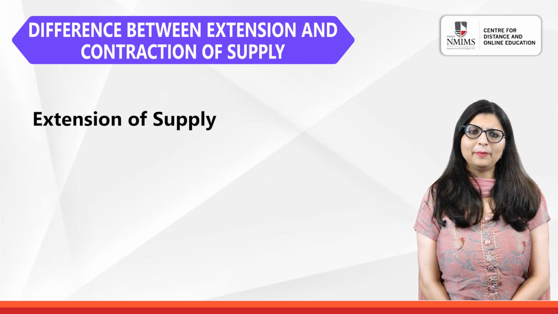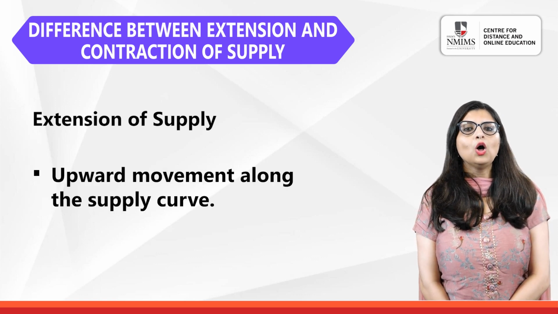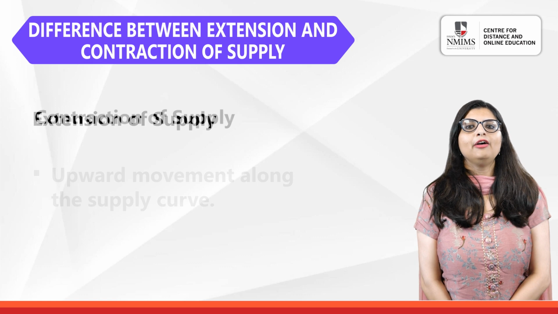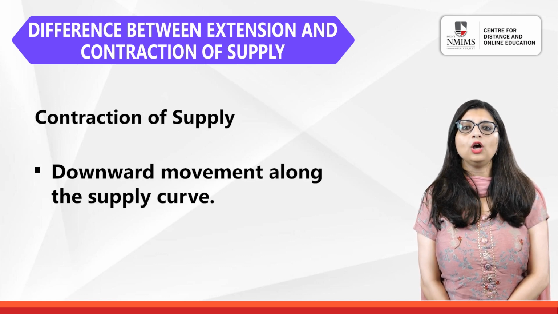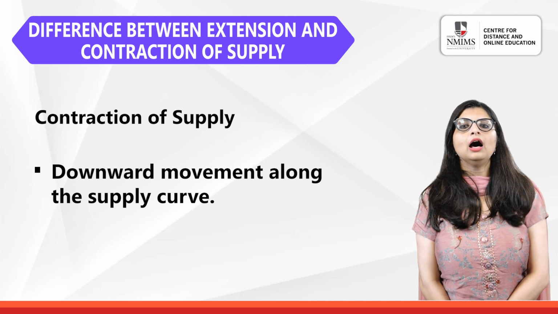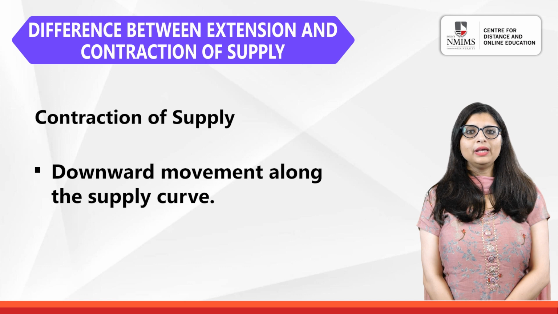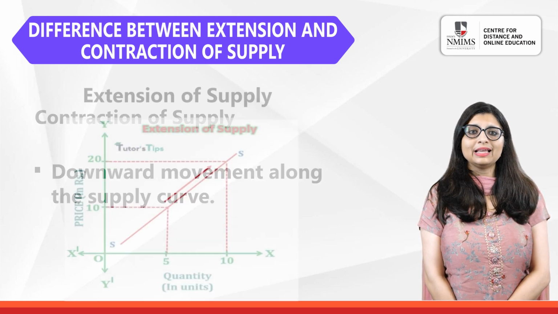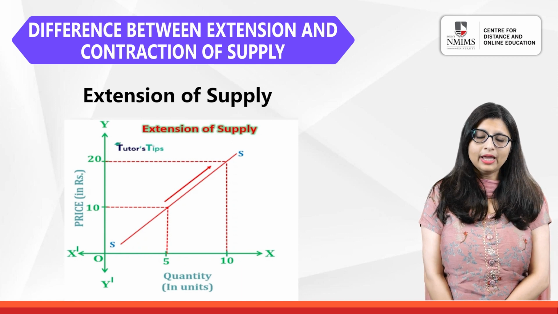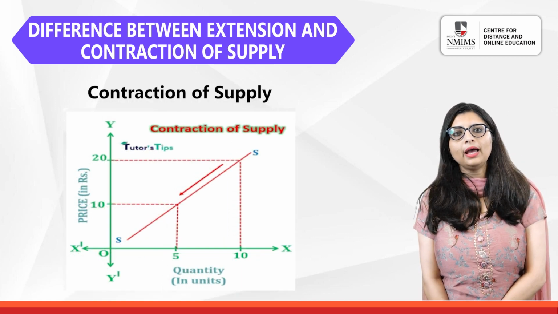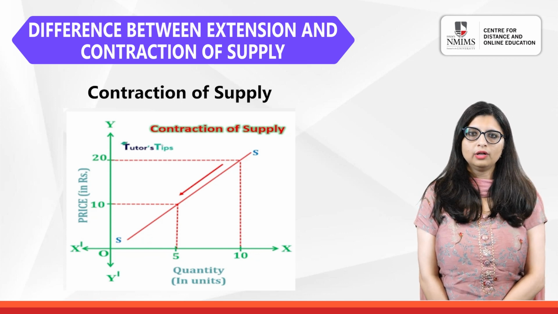Extension of supply is basically shown by an upward movement along the same supply curve, whereas contraction of supply shows a downward movement along the supply curve. So with this, you must be clear as to what is extension of supply, or upward movement in supply, or contraction in supply, in other words downward movement along the supply curve.